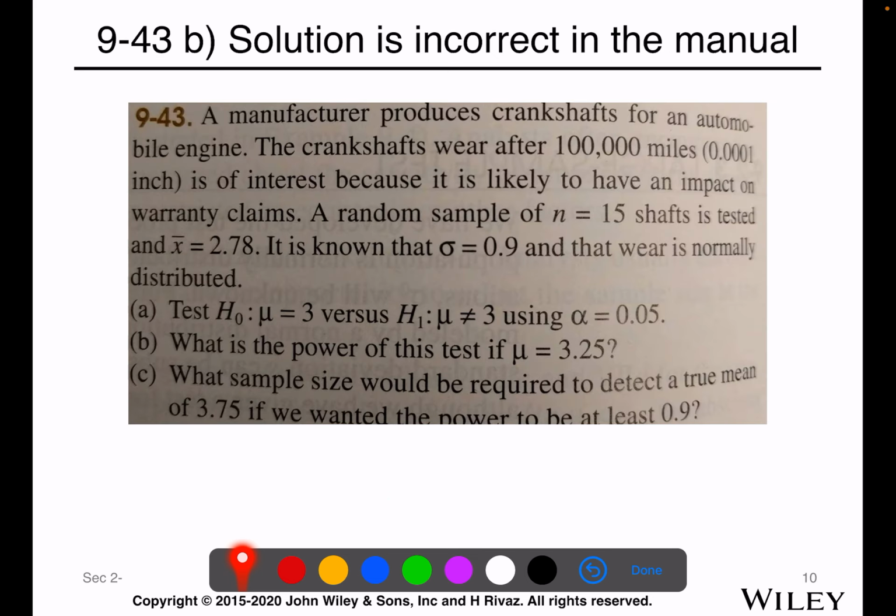Okay, let's move on. So the next question is 9-43. A manufacturer produces crankshafts for an automobile engine. The crankshaft wear after 100,000 miles is of interest because it is likely to have an impact on warranty claims. A random sample of 15 shafts is tested and X bar is 2.78. It is known that sigma is 0.9 and the wear is normally distributed. Test the null hypothesis that mu is 3 versus mu is not 3.